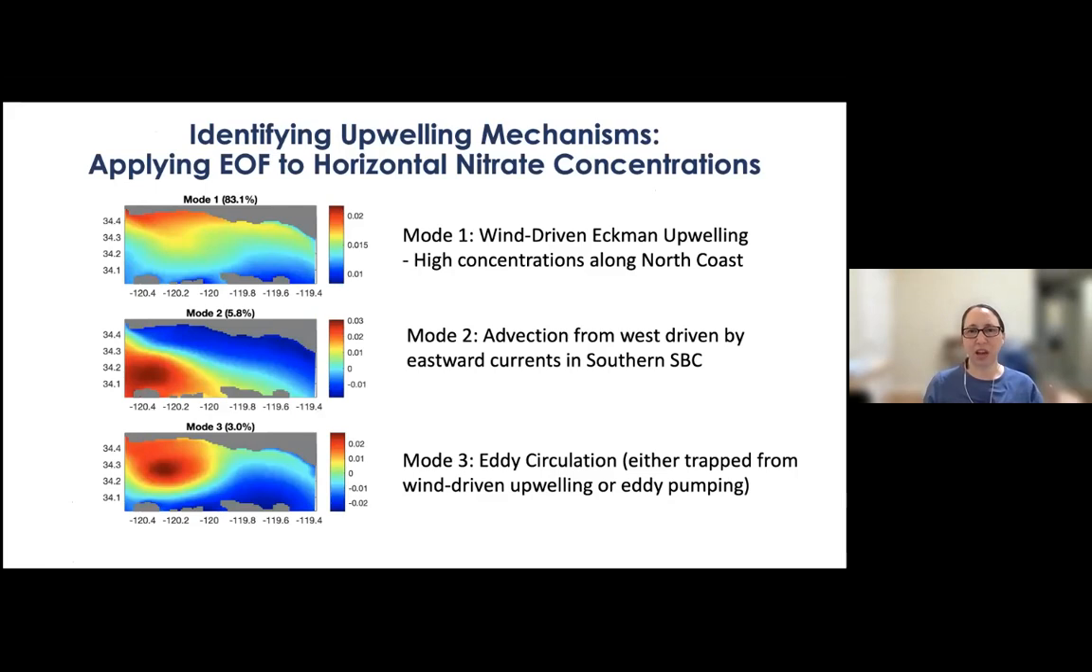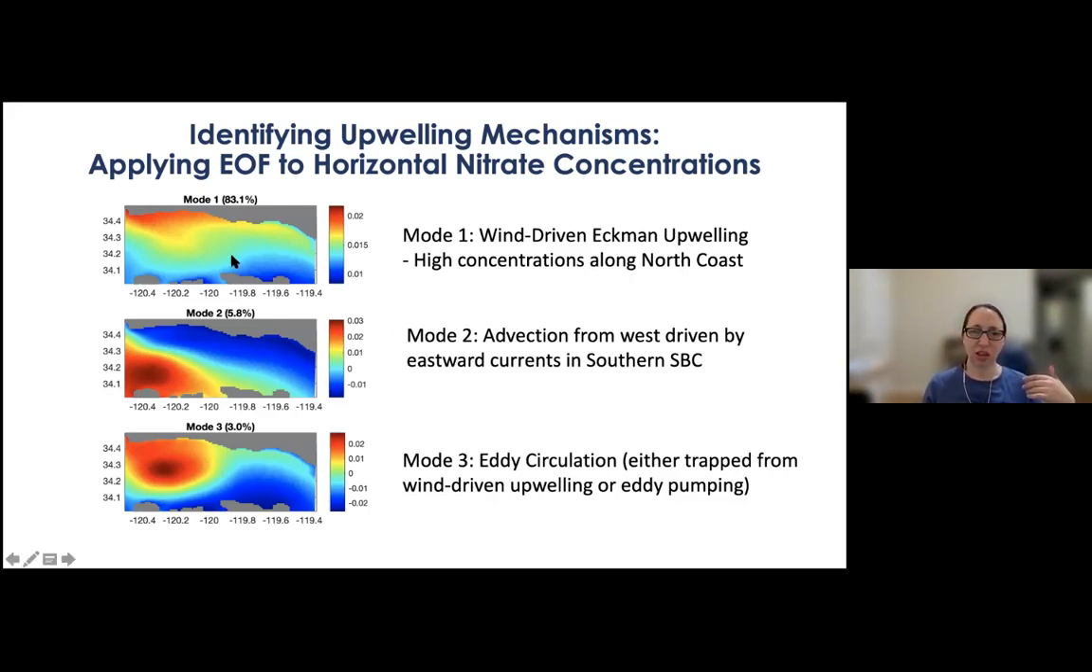In order to identify the upwelling mechanisms, I tried a lot of different things, trying to use the flow fields, but it's hard because a lot of these things happen at the same time. You get upwelling and eddy circulation. What actually ended up being the best way to see the differences was applying EOF to the horizontal nitrate concentration. So I took these horizontal nitrate concentrations, depth averaged over the euphotic zone for the whole 10 years, ran EOF, and it gave me the different modes.